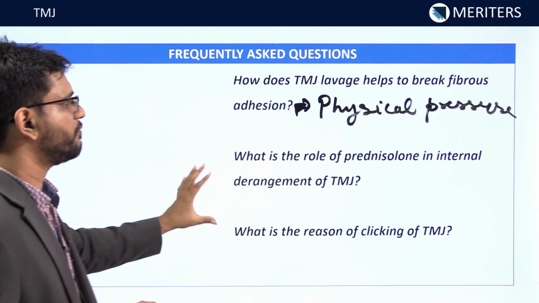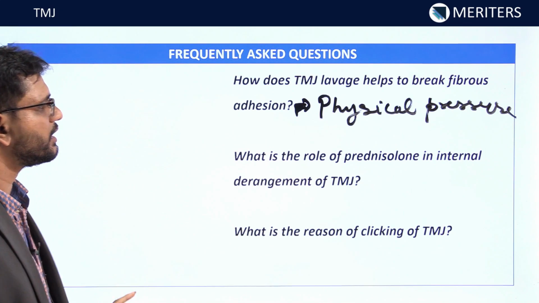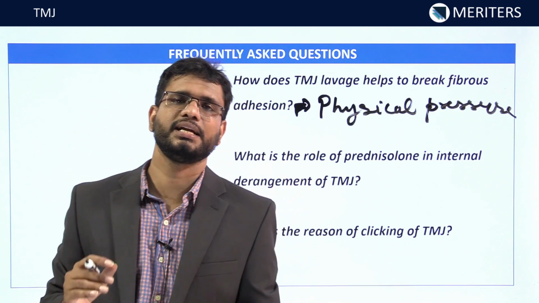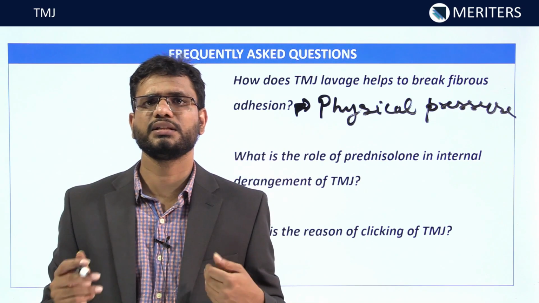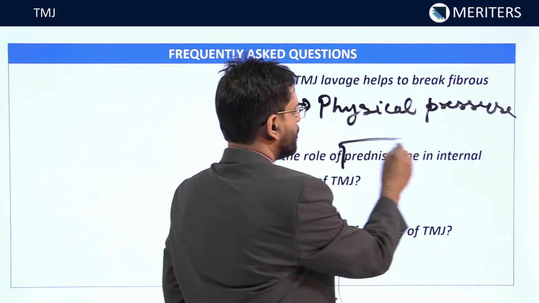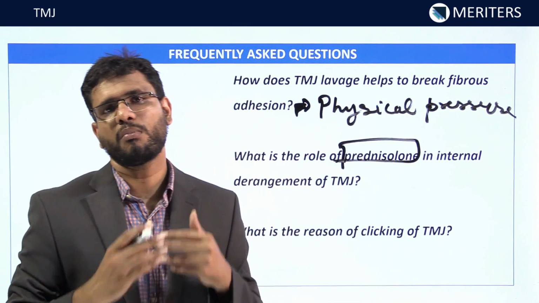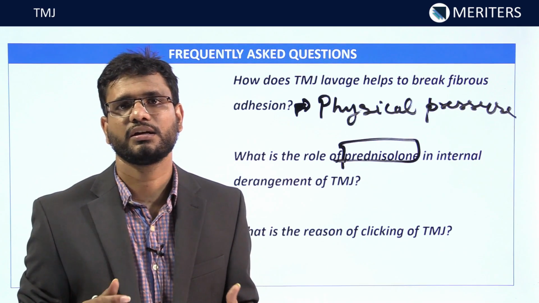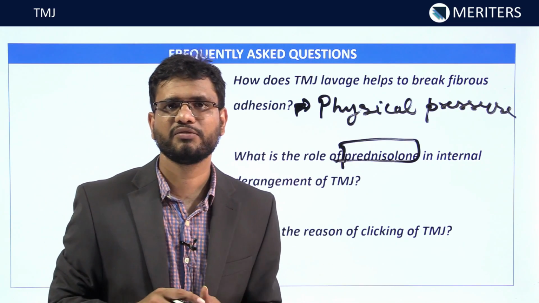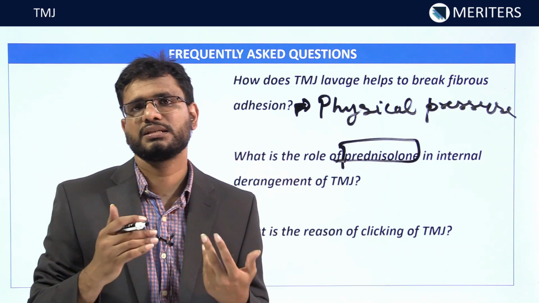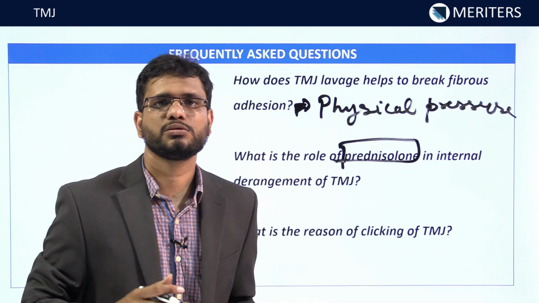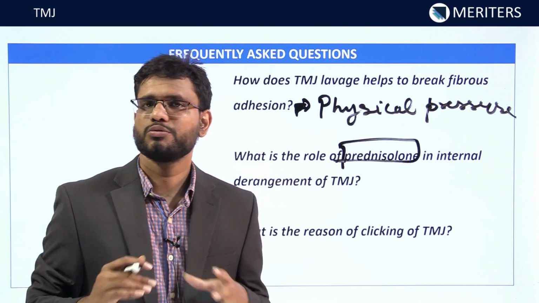Then what is the role of prednisolone in internal derangement of the TMJ? So whenever there are more inflammatory mediators within the TMJ cavity, we can think of giving some anti-inflammatory drugs. So of course prednisolone is a corticosteroid, and it can have a marked effect in reducing the chemical mediators of the inflammation. So that's why we are giving it. We give one more chemical as an adjuvant to the TMJ arthrocentesis, that is your hyaluronidase, and this is also going to break the fibrous tissue chemically.